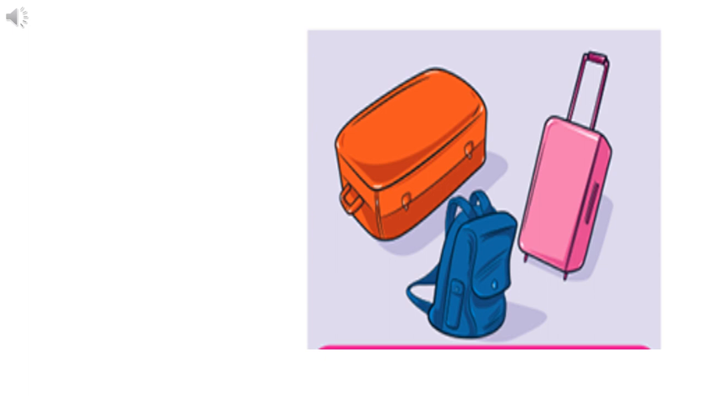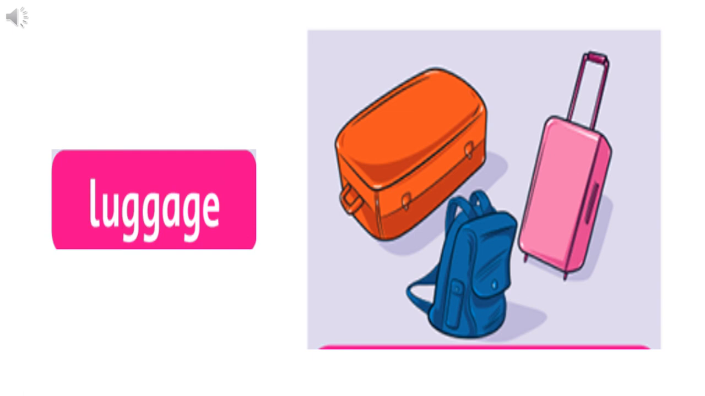What can you see? Yeah, I see some suitcases and a backpack here. So how do you call them in general? Luggage. Yeah. Okay, listen and repeat. Luggage. Yes, one more time. Luggage. Yes, luggage. One more time, please. Luggage. Good job, luggage. Now, next one.